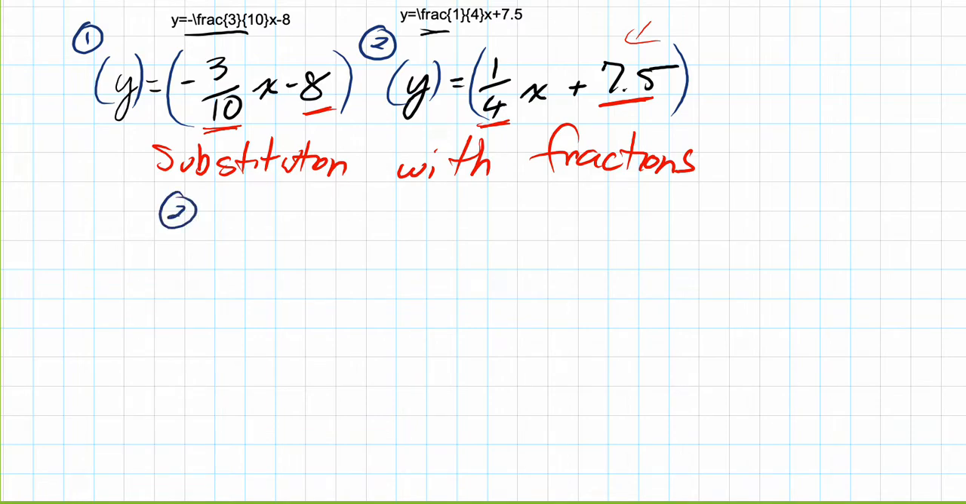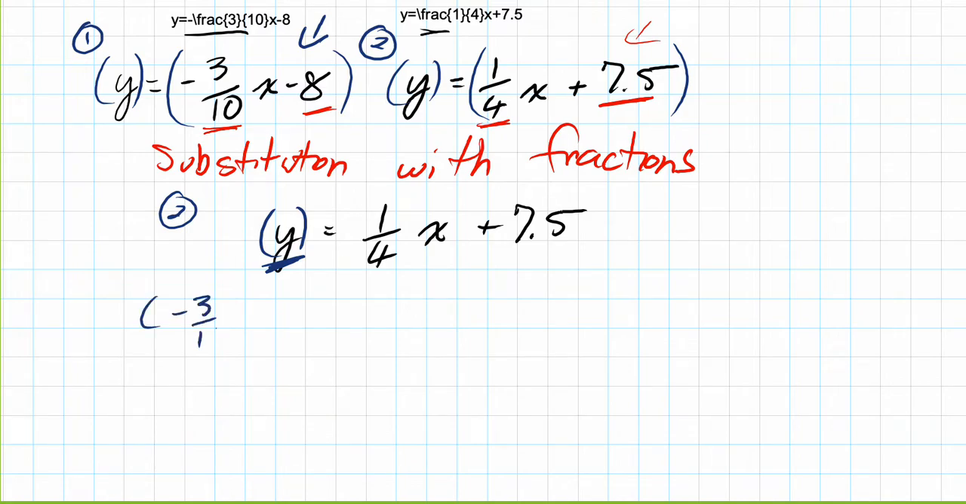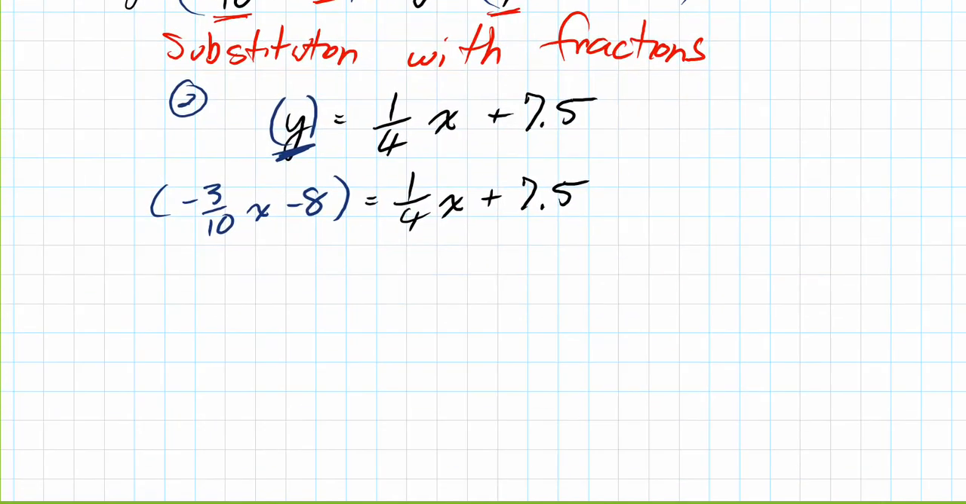I have y is equal to 1/4 x plus 7.5. I chose the tricky one here. And what we're going to do is substitute in for y this piece here. This is the other side of the equation on equation 1. So instead of writing y, we write negative 3/10 x minus 8. Okay? And that's equal to 1/4 x plus 7.5. So here's our tricky stuff.